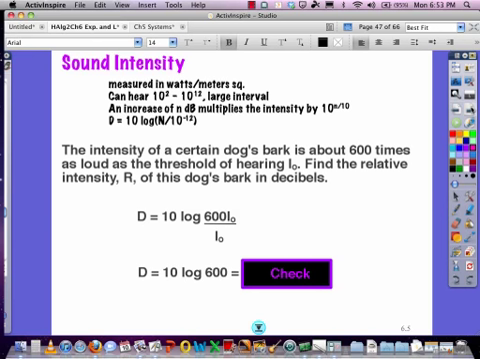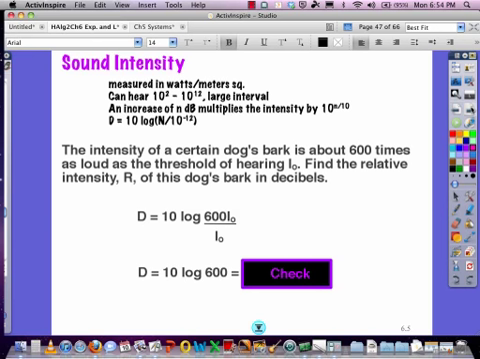Sound intensity is measured in decibels. It's also measured in watts per meter squared. When we talk about our scale, the decibel scale was created as a logarithmic scale, because you can hear sounds that measure from 10 to the second all the way up to 10 to the 12th. Very large interval, very large noise difference as well.